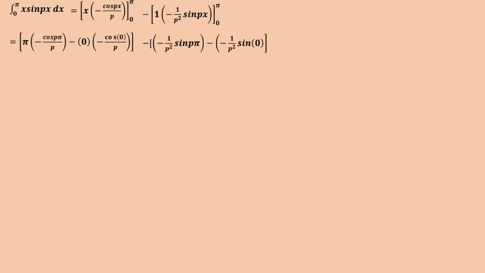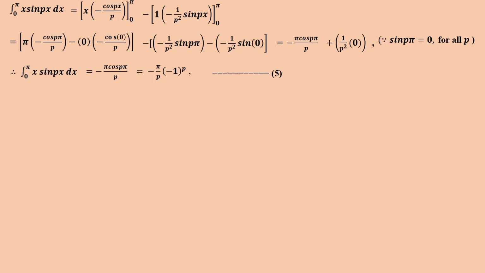So therefore the integral of x sin px dx equals x into minus cos px by p, lower limit 0, upper limit π, minus 1 into minus 1/p² sin px, lower limit 0, upper limit π. Applying lower and upper limit, so π into minus cos pπ by p minus 0 into something, so 0, minus 1/p² sin pπ minus 1/p² sin 0. Sin pπ is 0, sin 0 is 0. So you will get minus π cos pπ by p, right? So cos pπ we know is (−1)^p, so you will get minus π/p (−1)^p. That is equation number 5.